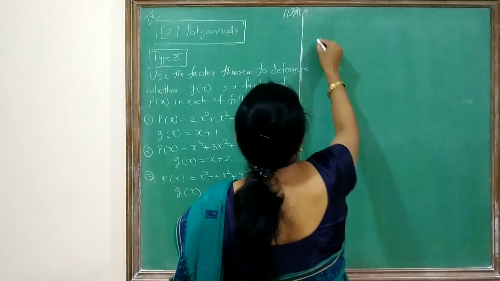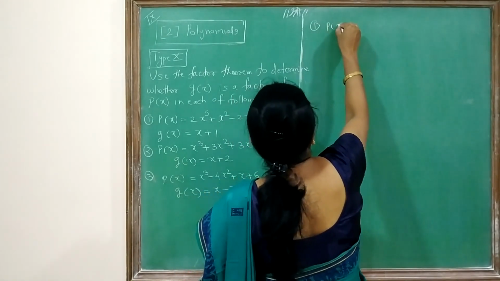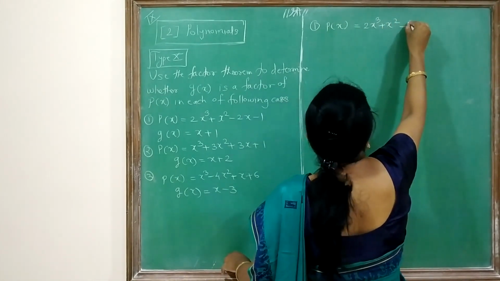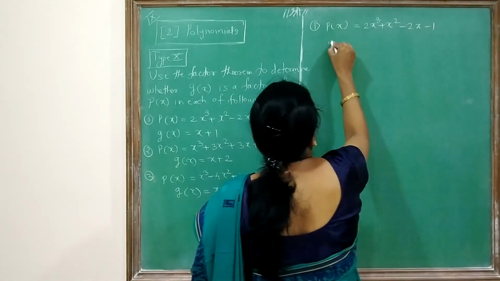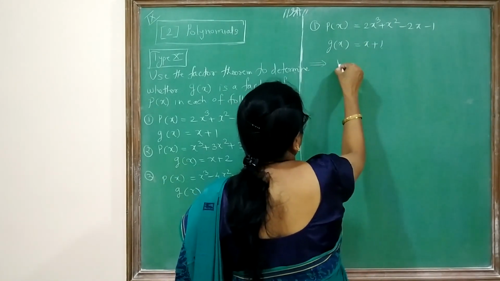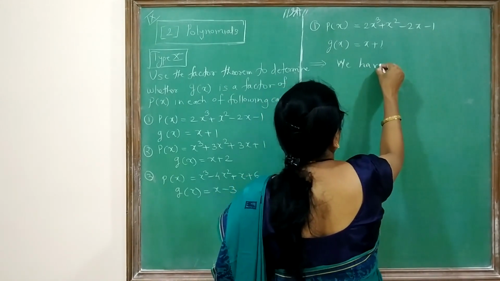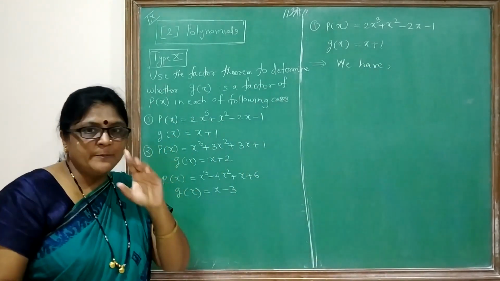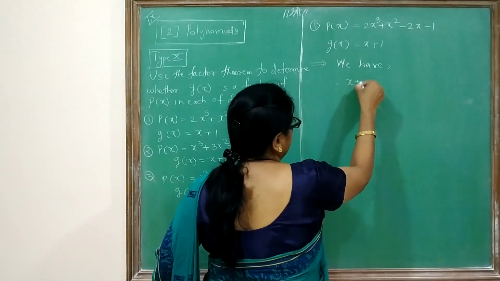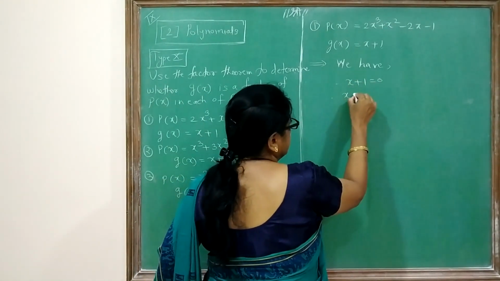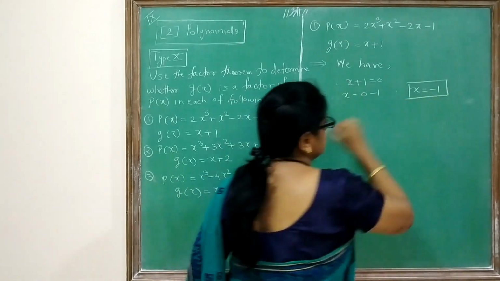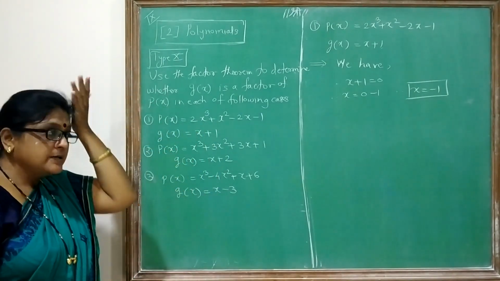Then you can solve the first example, that is p of x equal to 2x cube plus x square minus 2x minus 1, and your g of x is x plus 1. Here g of x is what? x plus 1. Then first we will write here x plus 1 equal to 0, and the next step is x equal to 0 minus 1. Then what is the value of x? x is minus 1.